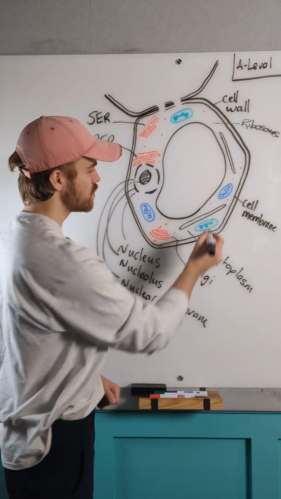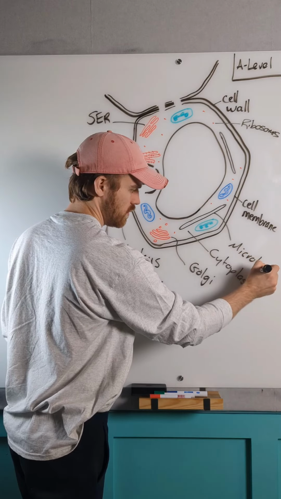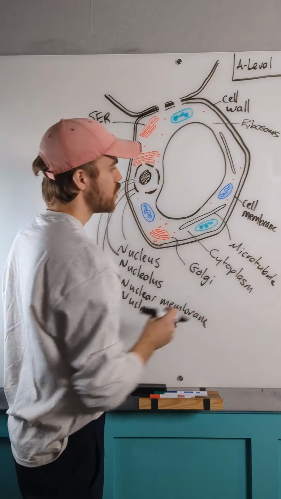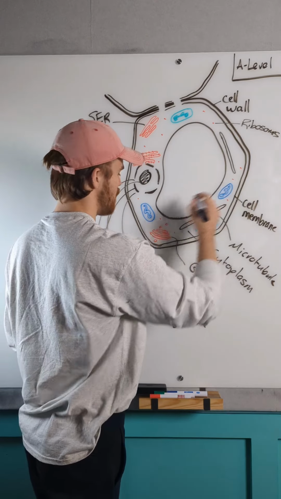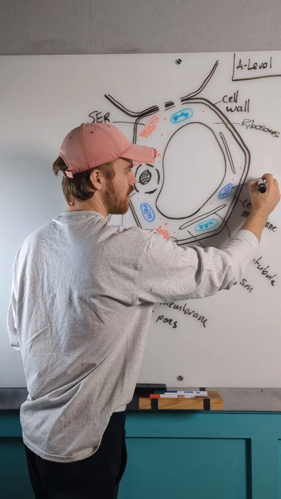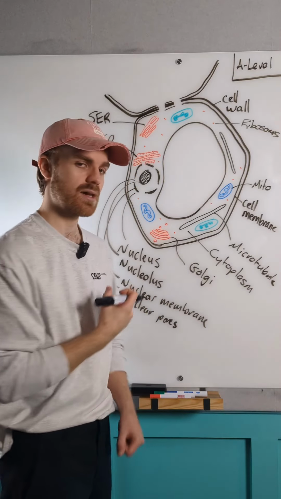What else have we got? We've also got a microtubule here. We can also then label our mitochondria. We can recognize our mitochondria here because they have the cristae inside them.